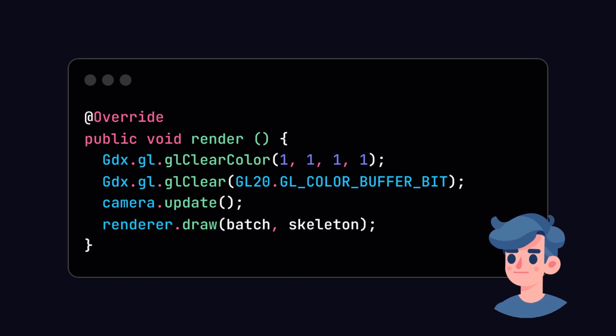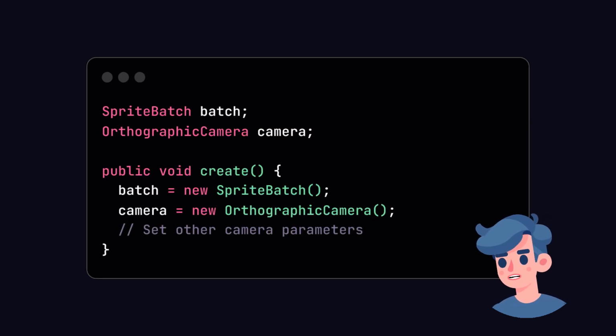Now, we will write the render method to display the skeleton. This method will include configuring the camera, clearing the screen, and rendering the skeleton. Here is how you can do it. In this render method, we are clearing the screen and then drawing the skeleton using a sprite batch. Don't forget to create your sprite batch and set up the camera in your class.